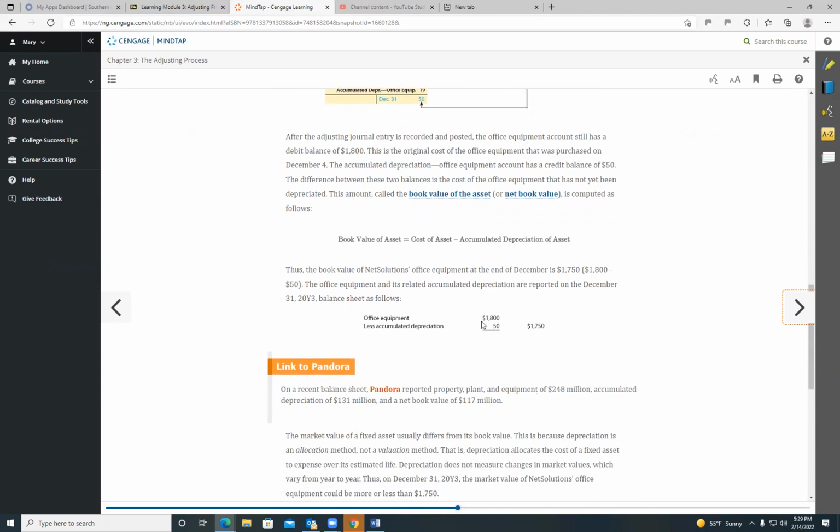And this is how it also would appear on your balance sheet. On your balance sheet, you would show that fixed asset of office equipment, and then below it, less cumulative depreciation of $50, and then out next to it, it will show the net book value of $1,750.